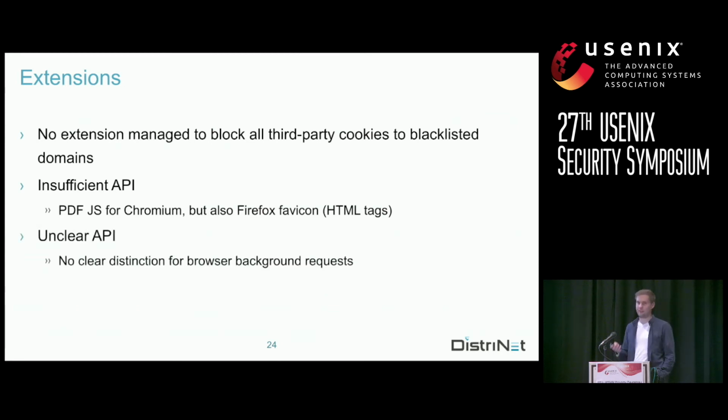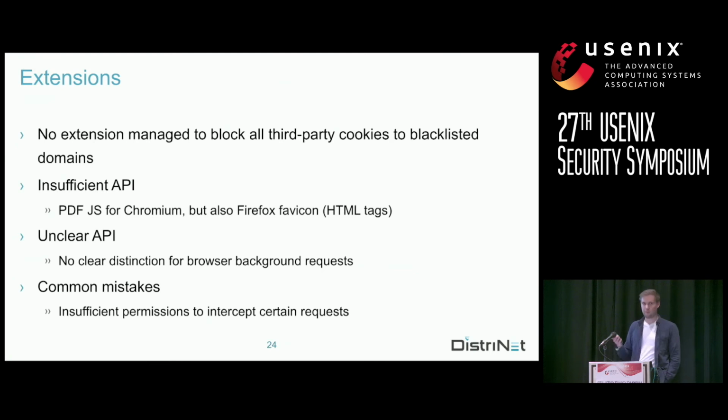Also, sometimes the extension API is unclear. For example, sometimes it's not easy to distinguish requests made by browser functionality and requests made by websites. So in these cases, extension developers are very reluctant to touch these requests because it might break your browser. Also, we found some common mistakes made by the extension developers, for example, requesting insufficient permissions to intercept certain requests.